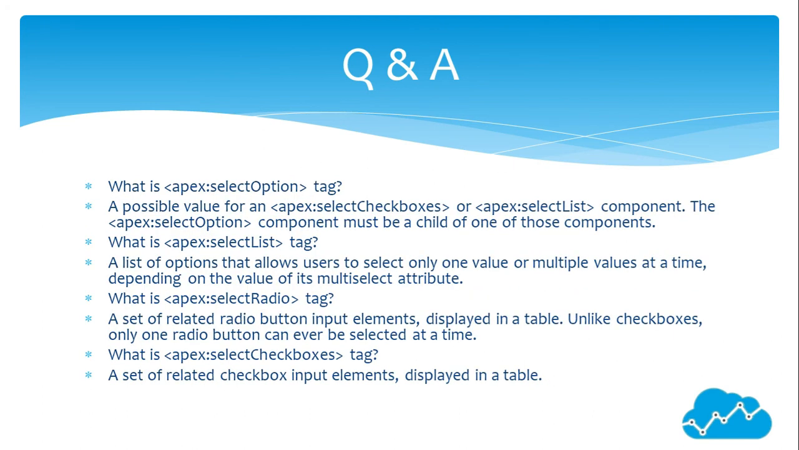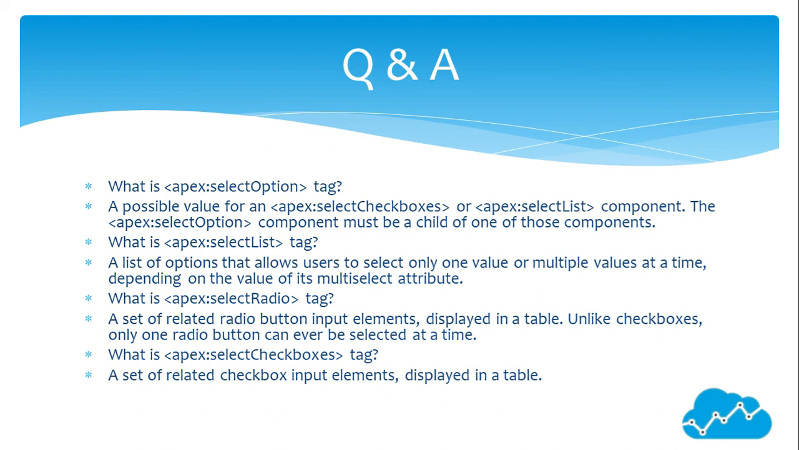What is Apex select option tag? A possible value for an Apex select checkboxes or Apex select list component. The Apex select option component must be a child of one of those components. What is Apex select list tag? A list of options that allows users to select only one value or multiple values at a time, depending on the value of its multi-select attribute.